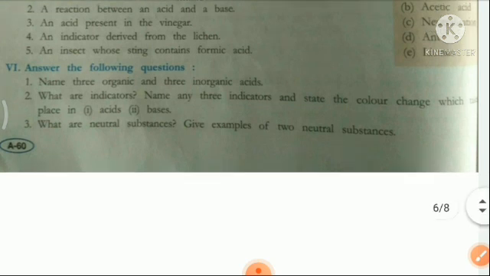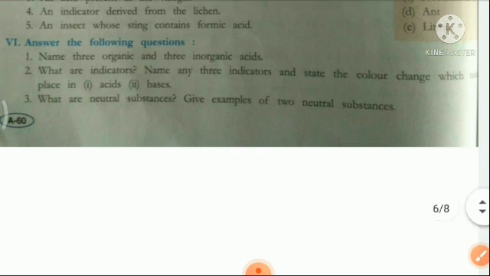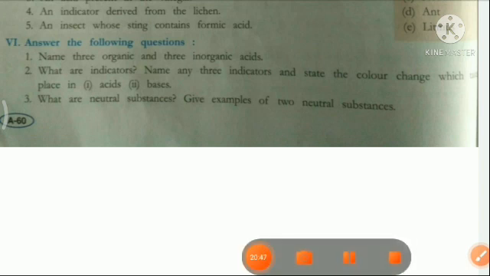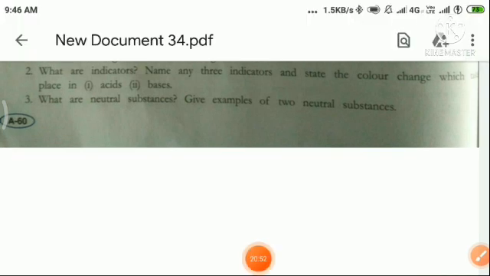Okay, what are neutral substances? We all know what neutral substances are: the substances which are neither acidic nor basic. So the substances which are not acid and also not base are known as neutral substances. Give examples of 2 neutral substances. One of the neutral substances we already know. What is it? One we have already discussed: distilled water.